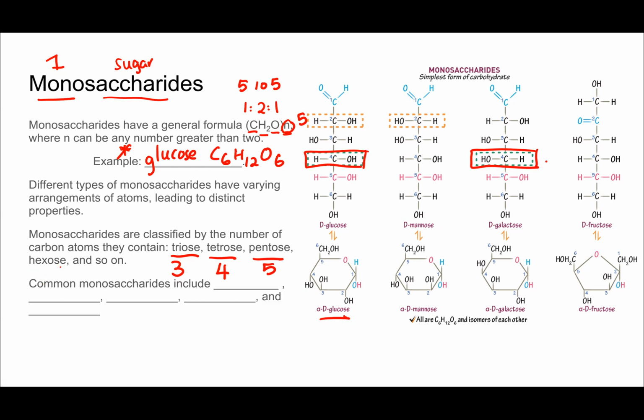Common monosaccharides include glucose, galactose, fructose, ribose, and deoxyribose. These are the more common ones, which we will see in a later chapter. They are all monosaccharides, which means they are the monomers of carbohydrates.